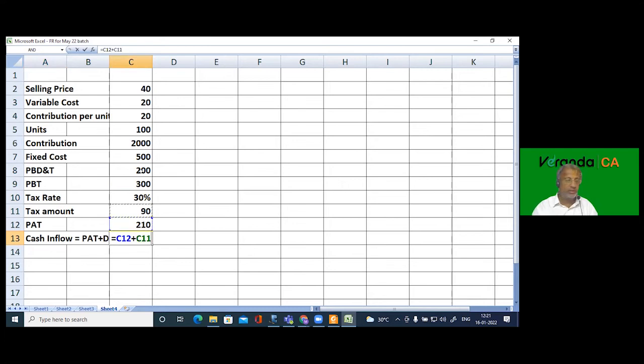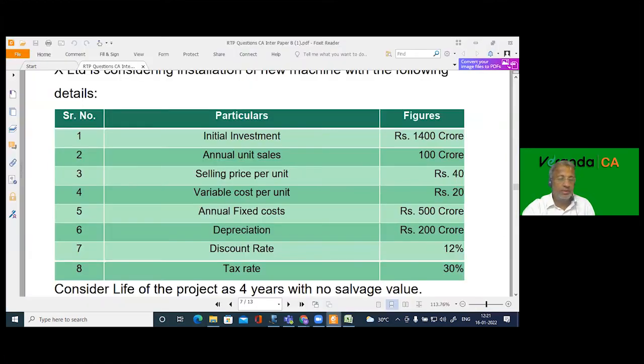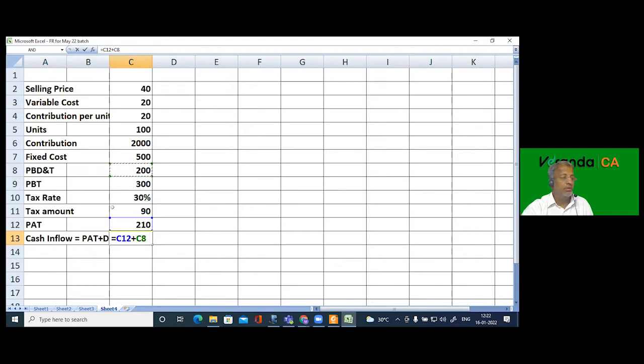PAT plus depreciation. Oh, depreciation not taken. Let me just check. Depreciation 200. Now let me put it this way. Depreciation. So profit before tax is equal to contribution minus fixed cost minus depreciation. Okay, so that is not a matter at all. So this we have got.